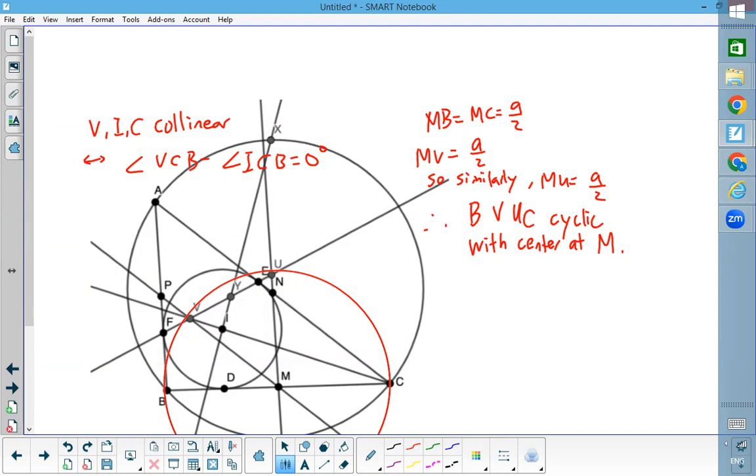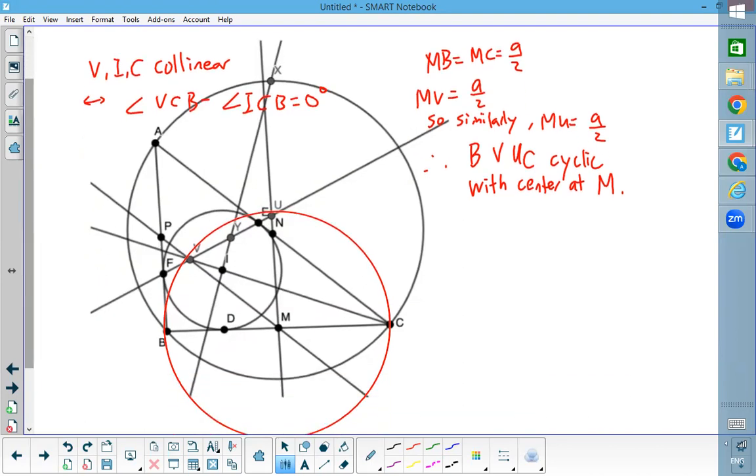Oh, yes. I see it. Okay. So basically, if you look at this diagram here, you notice that you have an isosceles triangle as a result. This is the isosceles triangle, because point M is the center of the circle. So therefore, we have that.